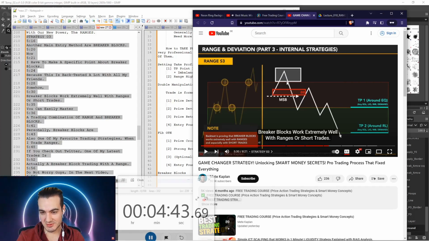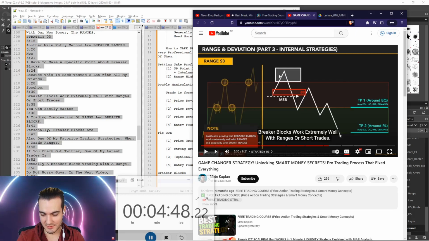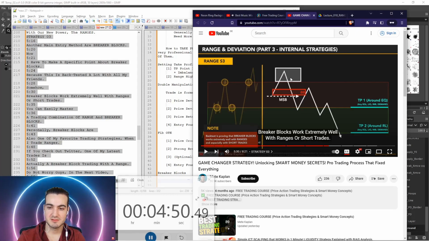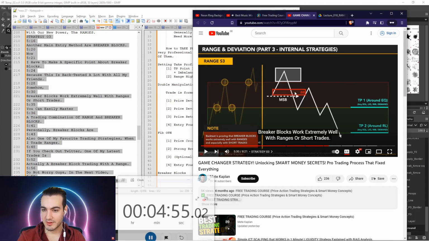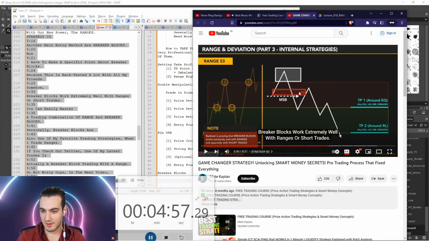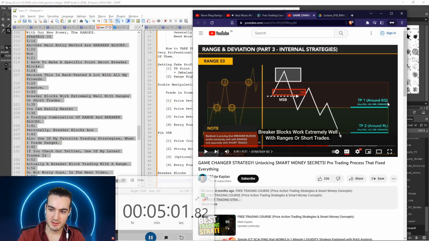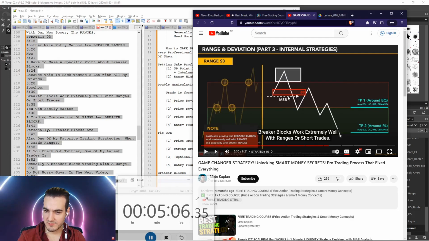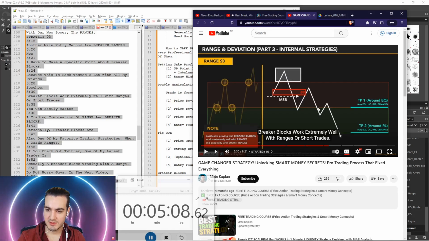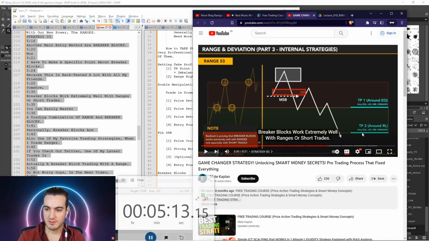So just looking at it, I can see we have a deviation from the range to the upside, followed by a market structure break, which creates the breaker block. And then we have a touch of the EQ line, which would also serve as the first take profit after we enter the trade. And then the second take profit would be the lower end of the range.